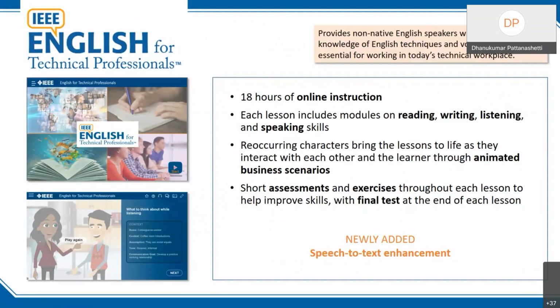In short, we call it as E4TP, which has like 18 hours of online instruction. There are assessments, exercise, final test, and also some scenarios. So this is spread into 4 modules called reading, writing, listening, and speaking skills as well. So this is to help the working knowledge of the English techniques. There are some scenarios which will also help you in various areas.